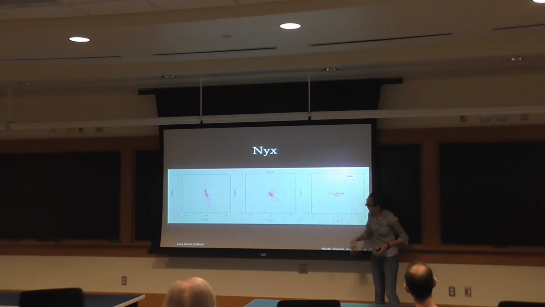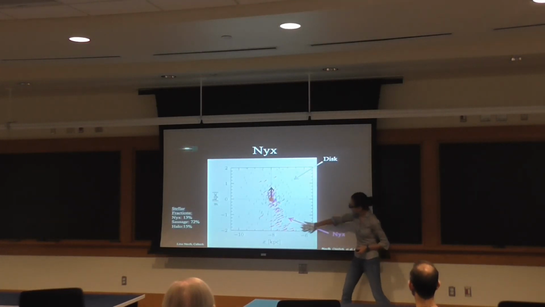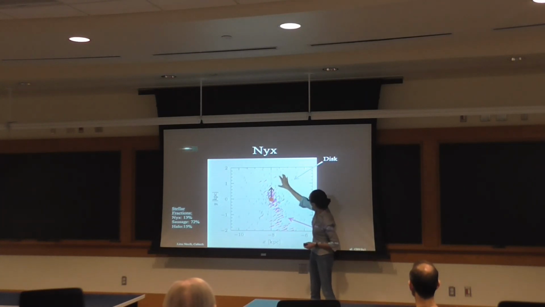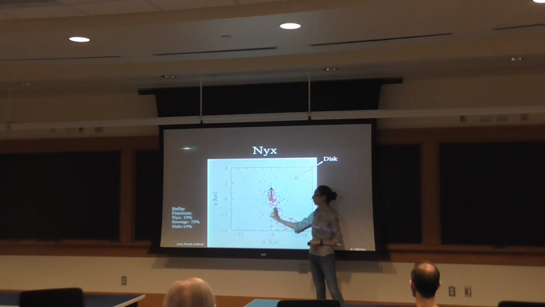I'm going to focus on one of the planes to zoom in a little bit more. And you can see here that these are the Nyx stars. In the background, I plotted some of the disk stars that are actually in my sample. And you can see that the Nyx stars are actually pretty different. And indeed, they have quite a bit higher velocity, and they're rotating at an angle.